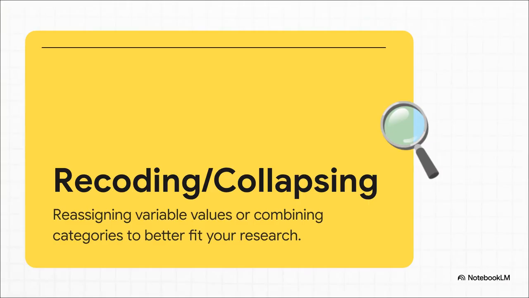So you're probably asking, what in the world is recoding? Well, think of it as just reorganizing your data to make it way more useful for your question. You might take a whole bunch of different ages and group them into categories like young, middle-aged, and senior. It's all about cleaning things up so your analysis is simpler and makes more sense.